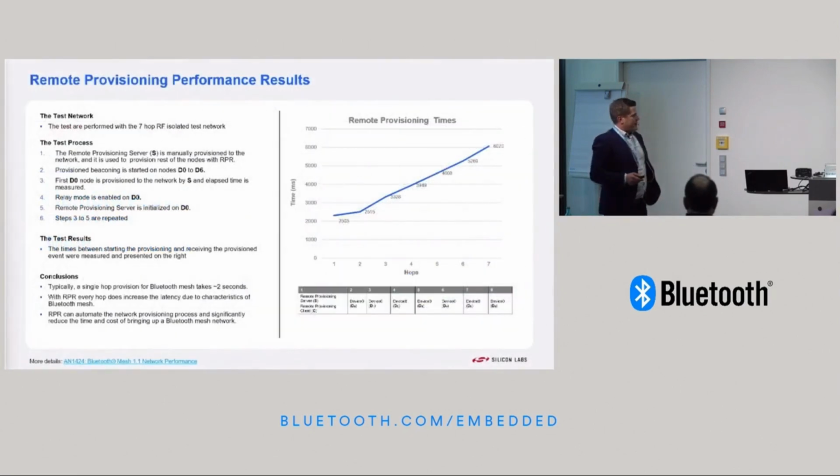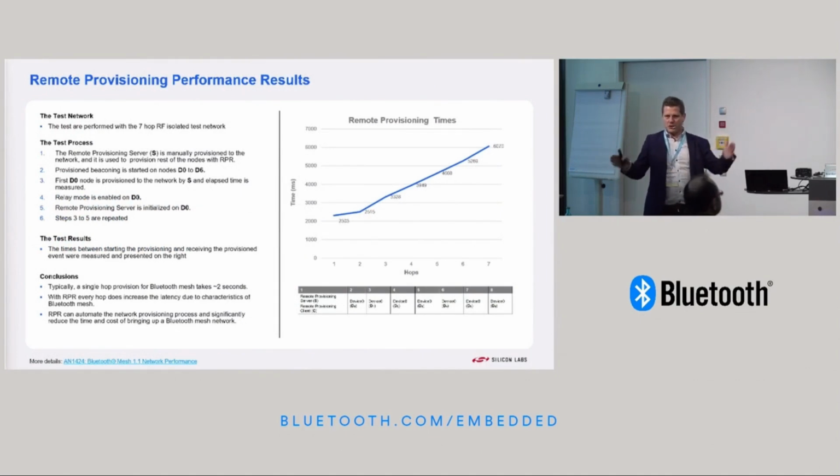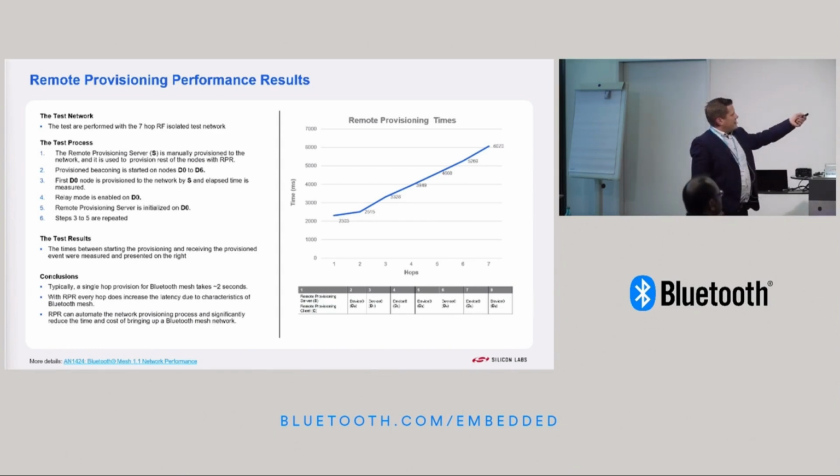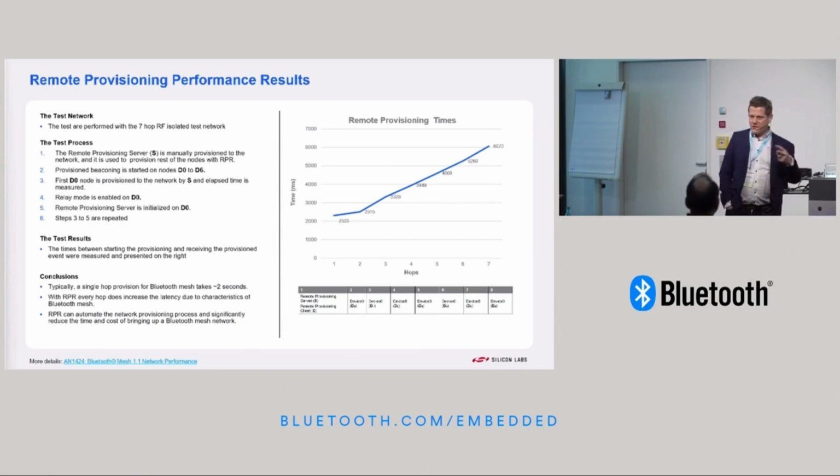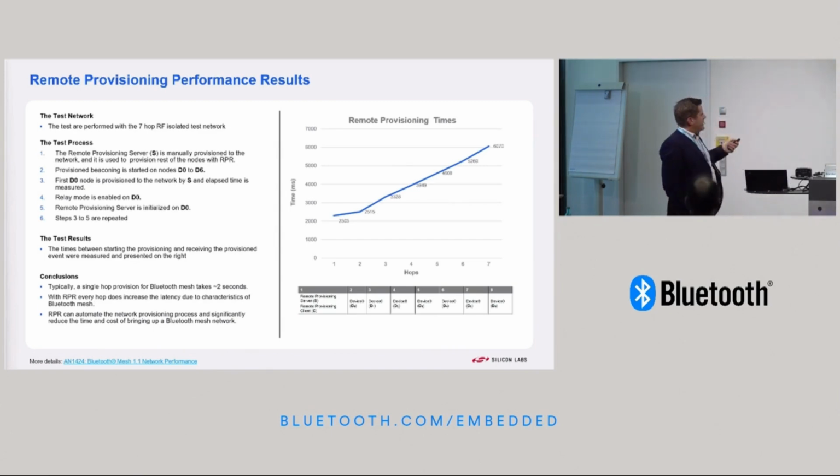So, remote provisioning. As a reminder, this is done with the 7-hop RF isolated network, so we have a very controlled environment. How this test runs: a PC starts the provisioning, essentially provisioning the first node into the network, and then it starts relay functionality on the first node and queries it: what other nodes do you see? That first node will only see the second node in the RF box, and then we provision that and move on and on.